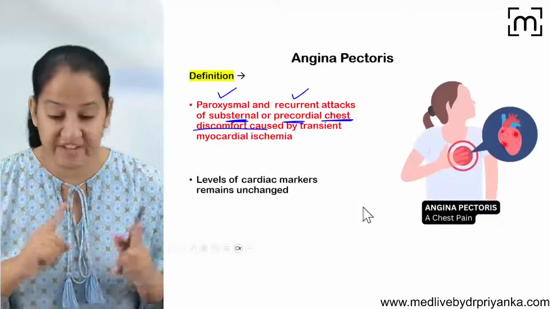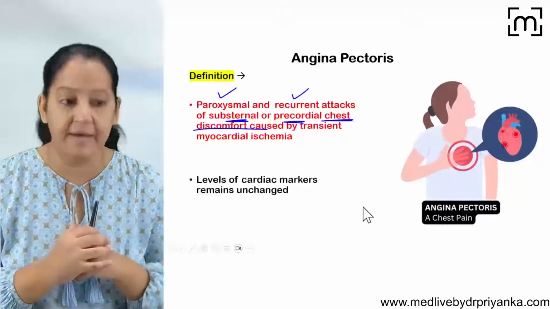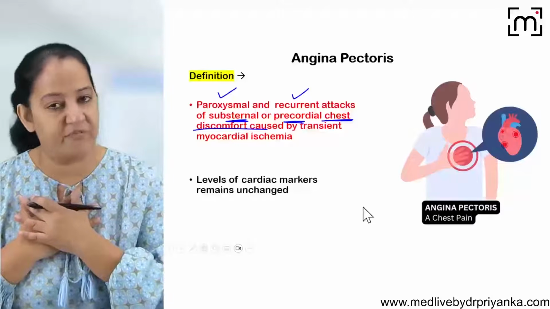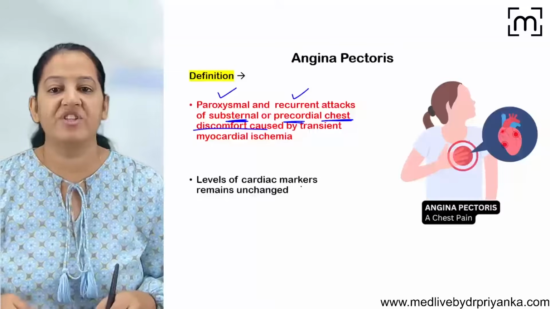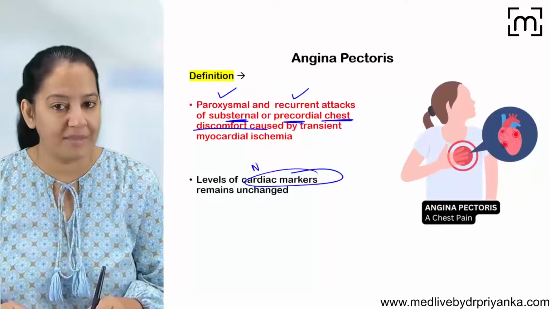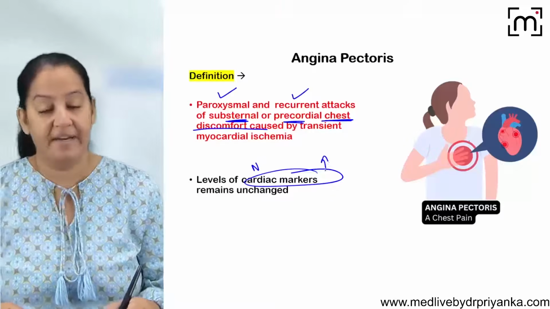And this is how we differentiate between angina and MI. Suppose a patient is coming to me with chest discomfort or chest pain. So I'm confused, is it angina or is it MI? So we can check for the cardiac markers. If they are normal, it's angina. If they are raised, it's MI.